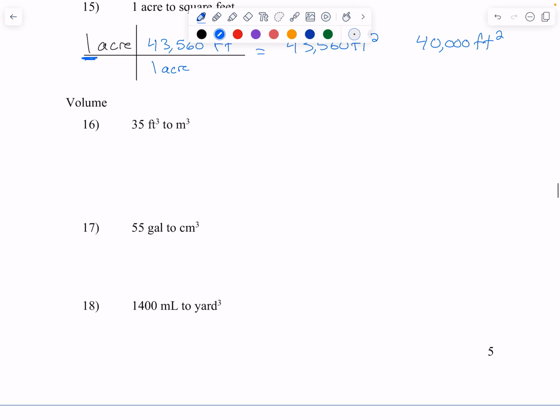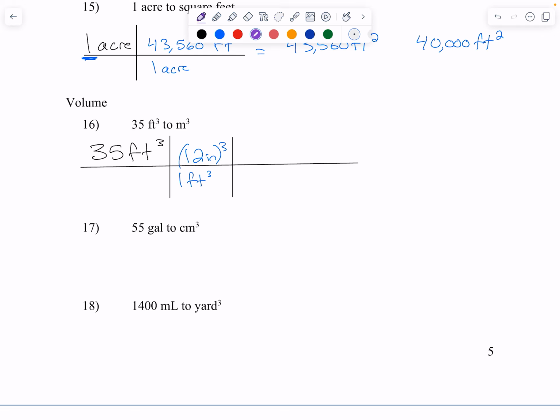All right. Couple volumes. So we have 35 cubic feet to cubic meters. 35 feet cubed. All right, so we know that 1 foot cubed is 12 inches cubed. And again, this is how I do it. If there's going to be a conversion, feet to meters maybe, feel free to just do that. But I don't have to look it up.